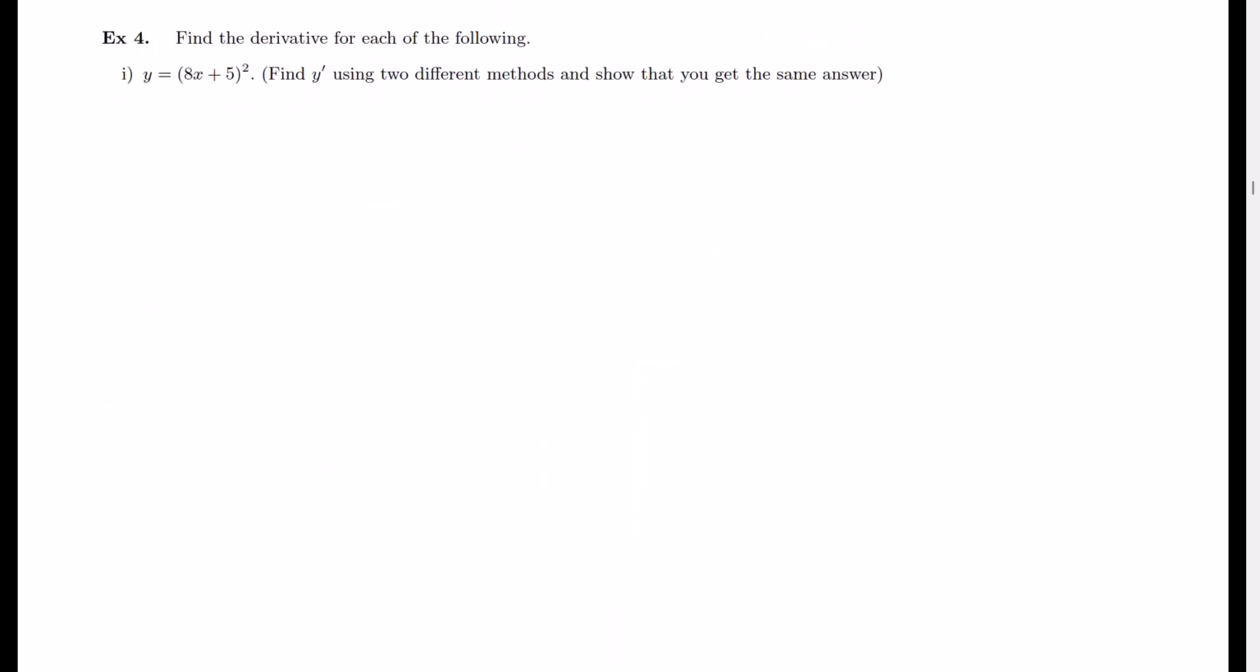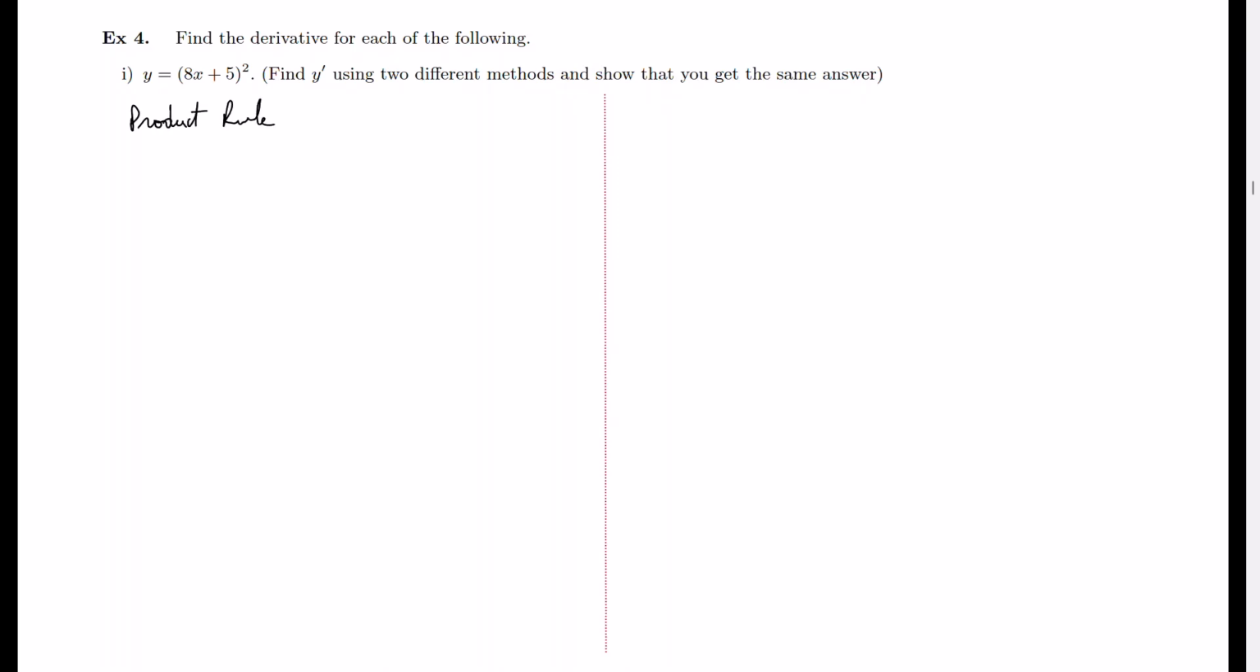Okay, so let's look at example 4. And again, we are going to find the derivative of this expression twice. One time we're going to use the chain rule, obviously, because we have some kind of base raised to the power of 2, so I'm going to use the general power rule. And the other time I'm going to find the derivative using the product rule, because I can think of this 8x plus 5 raised to the power of 2 as 8x plus 5 multiplied by 8x plus 5. So I'll just separate the page into 2 halves, and I'll start by doing product rule on the first portion.